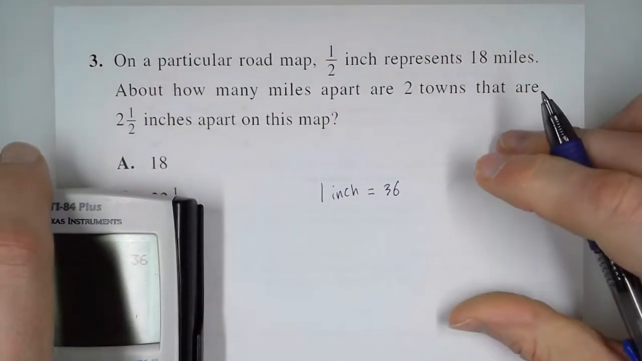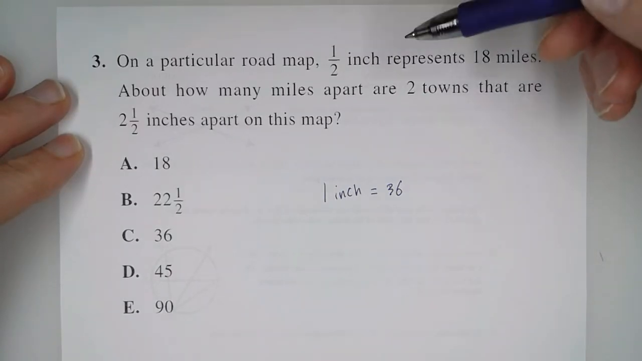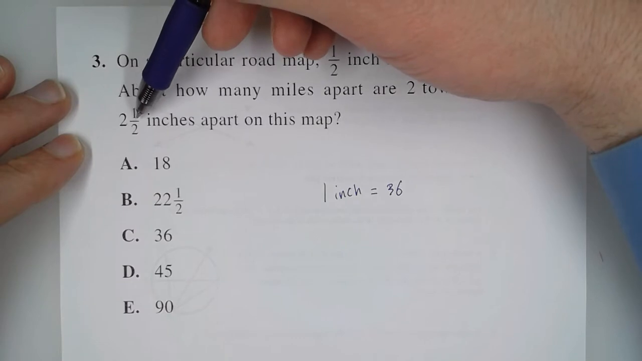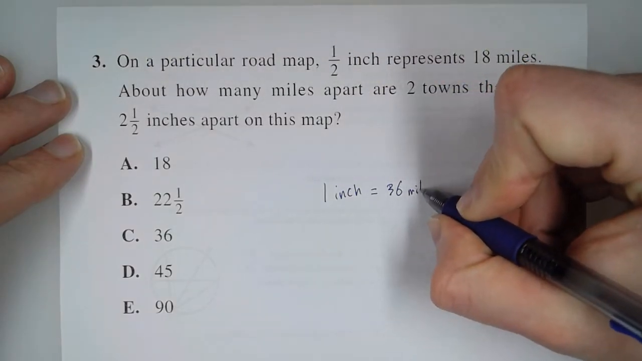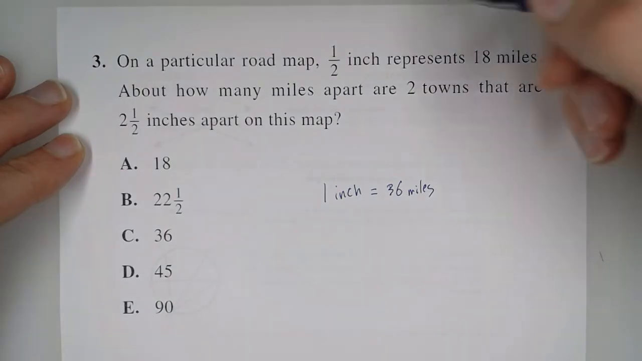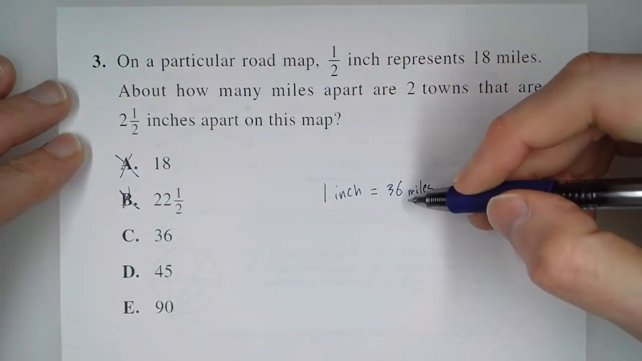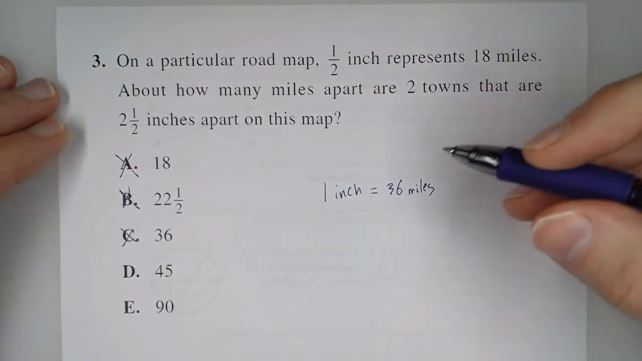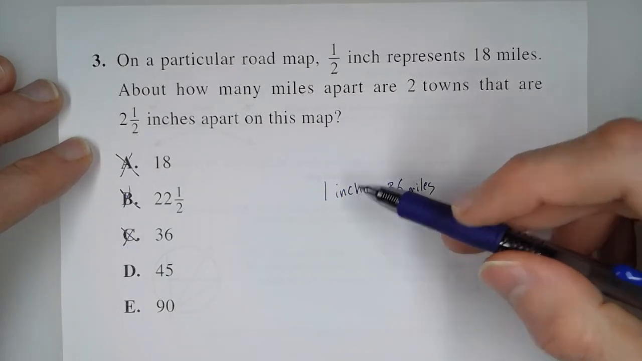Okay. So knowing that, I say, okay, well, the actual distance is 2.5 inches, but I've already figured out that 1 inch is 36 miles. So what answers can't be true? Well, 18, 22.5, because those are smaller than 36, but I can even cross off 36. Why? Because I have to go even further. I have to go much longer.